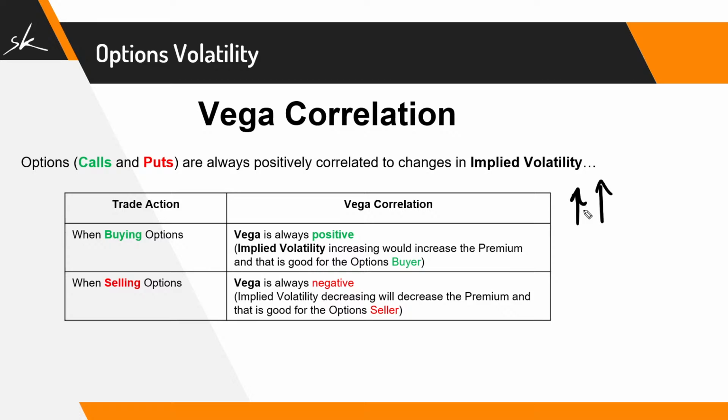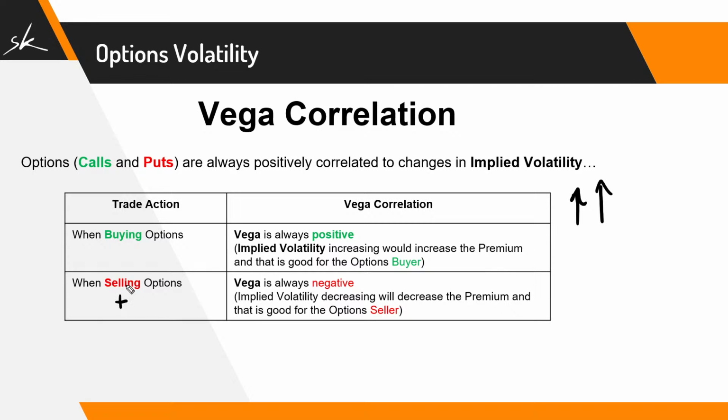Why? Because if I'm buying options, I want the premium to increase, because if I buy at a cheaper price and then sell at an expensive price, I can make money. So whenever you are buying options, the Vega is always positive, which means an implied volatility increase would increase the premium. Similarly, whenever you are selling options, we said we have a positive correlation.